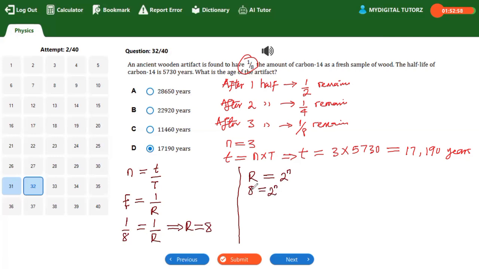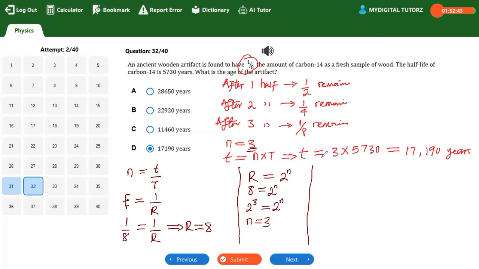So I can also write this in terms of base. I have 2 raised to power 3 equal to 2 raised to power N. This implies that N is equal to 3, which is the same thing as what I have here. So we have gotten our N to be equal to 3.